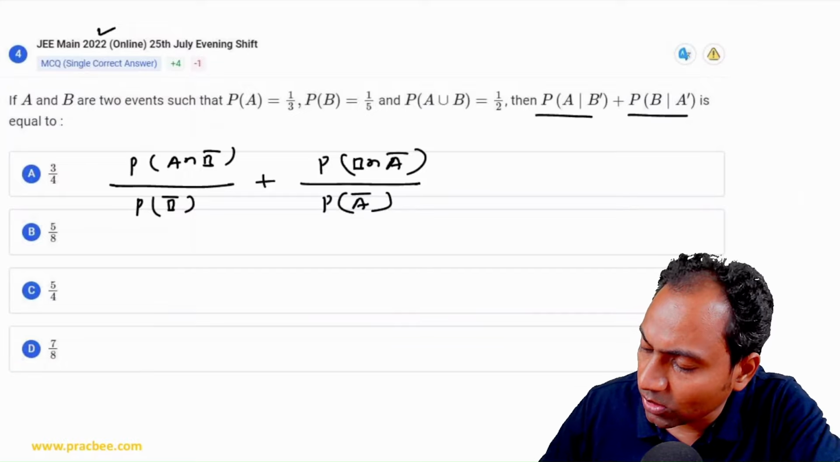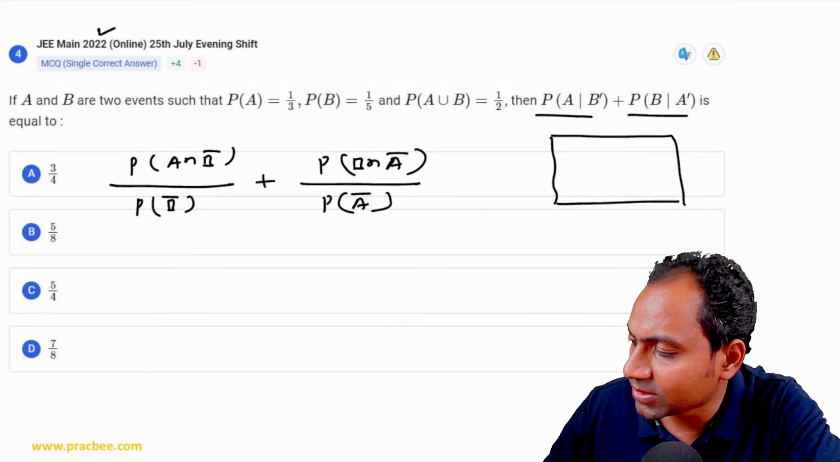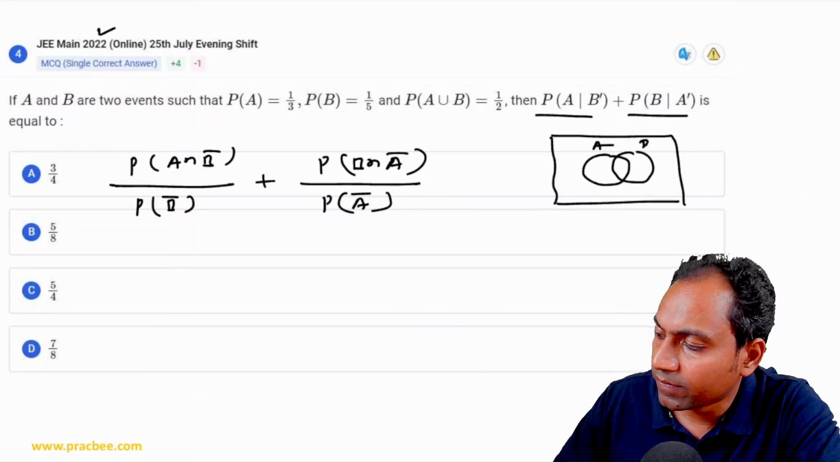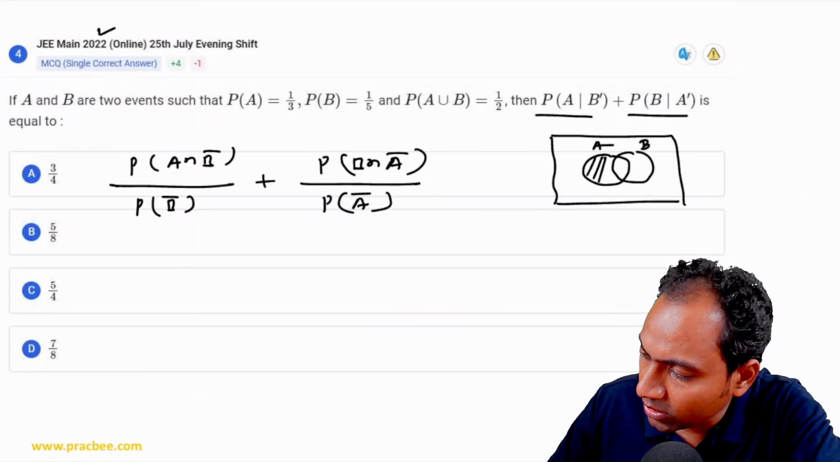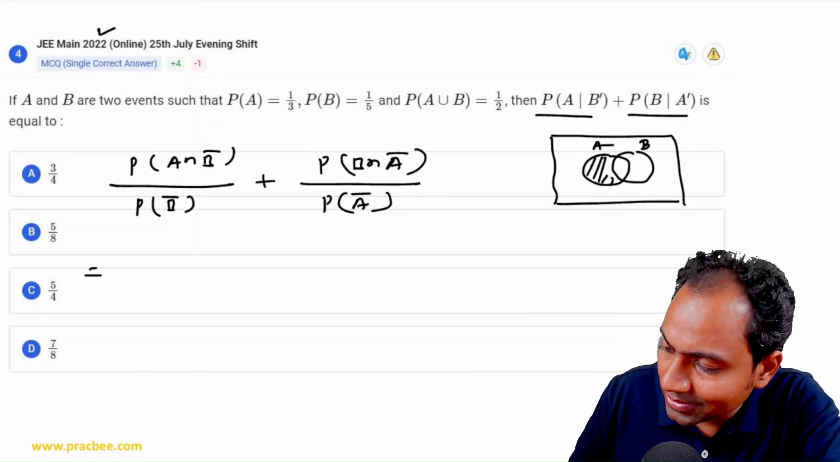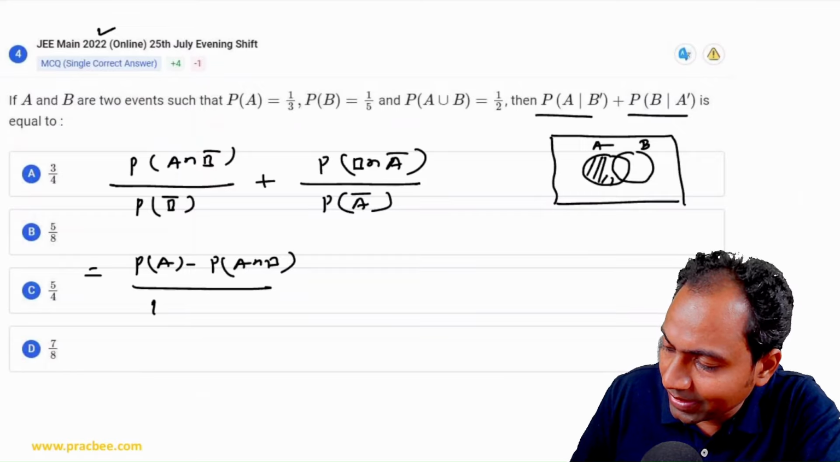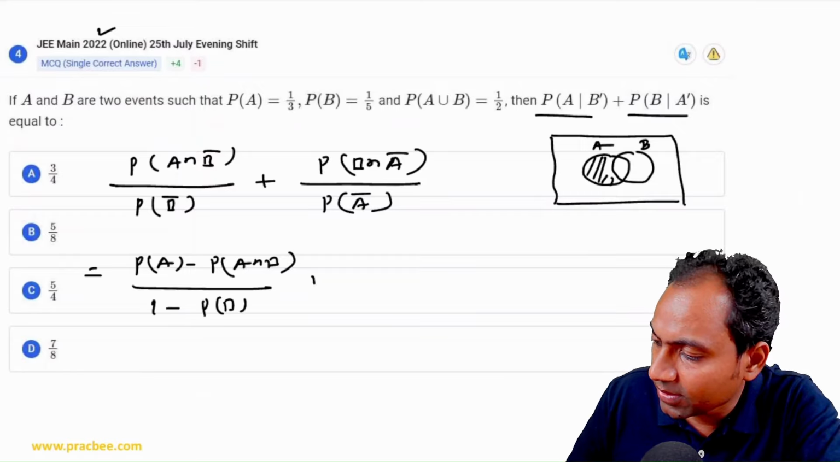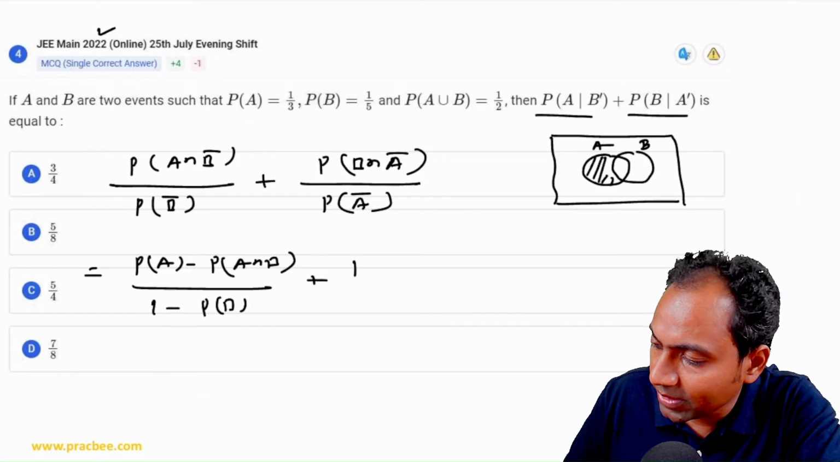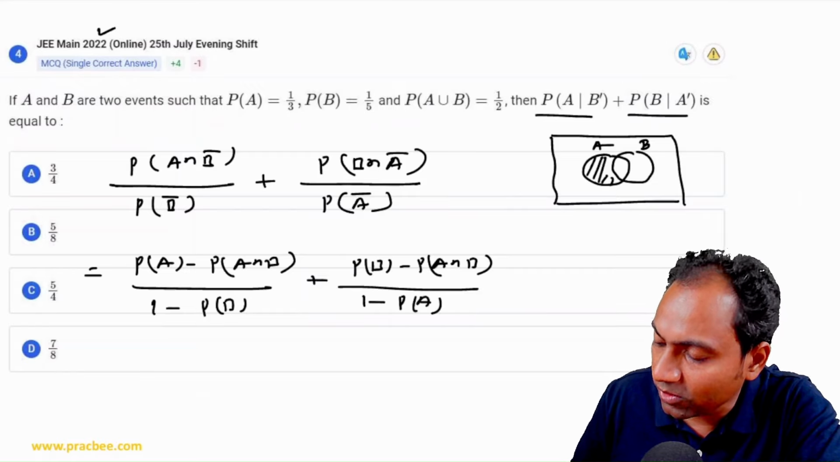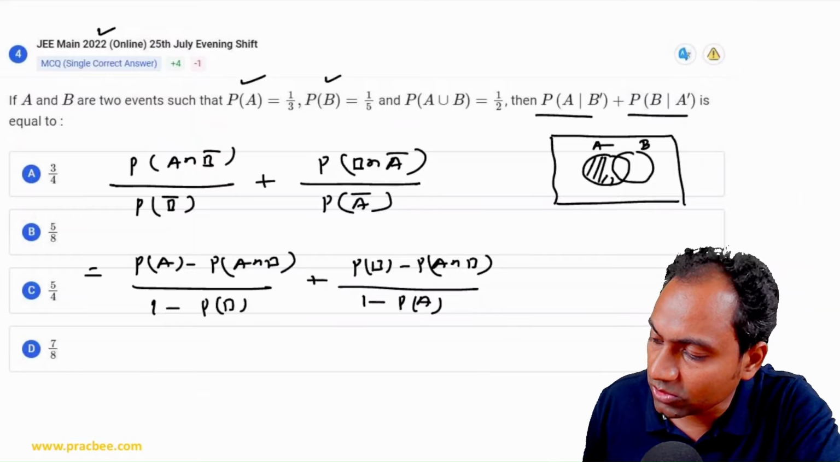Now if I draw a small Venn diagram, it will not be very difficult to understand. So when we have A and B two sets like this from the Venn diagram, when we talk about A intersection B complement, we are talking about this region. So for getting this region, what you need to do is out of A, just subtract the probability of A intersection B. P of B complement can be written as 1 minus P of B. Similarly, B intersection A complement can be written as P of B minus P of A intersection B by 1 minus P of A. Now see, P of A is also given, P of B is also given. No problem.